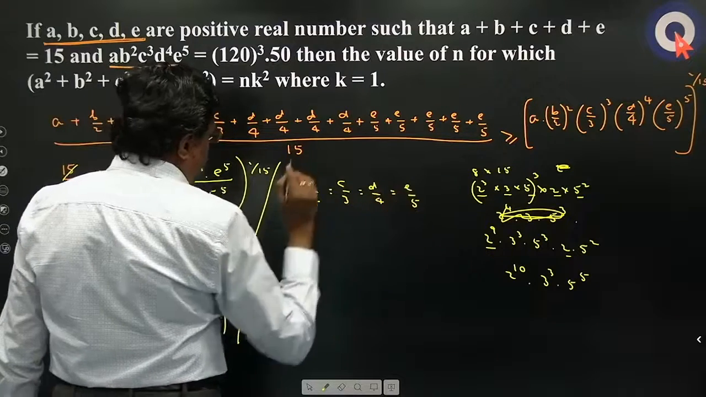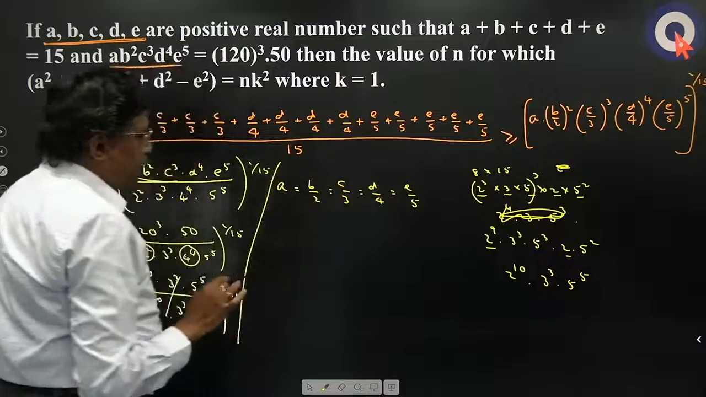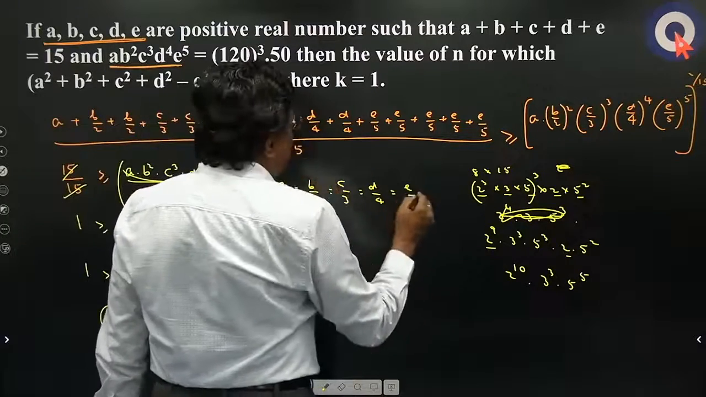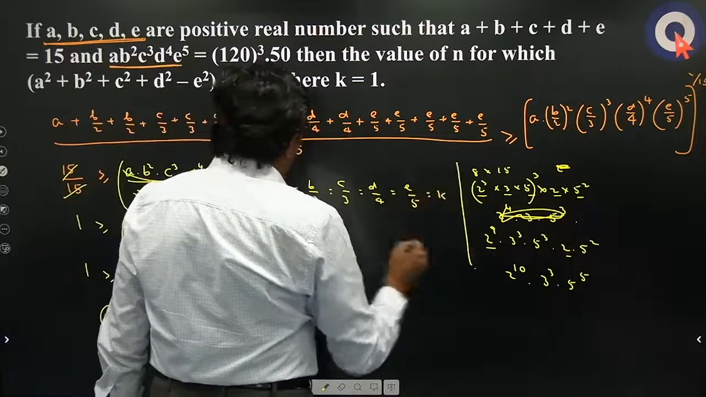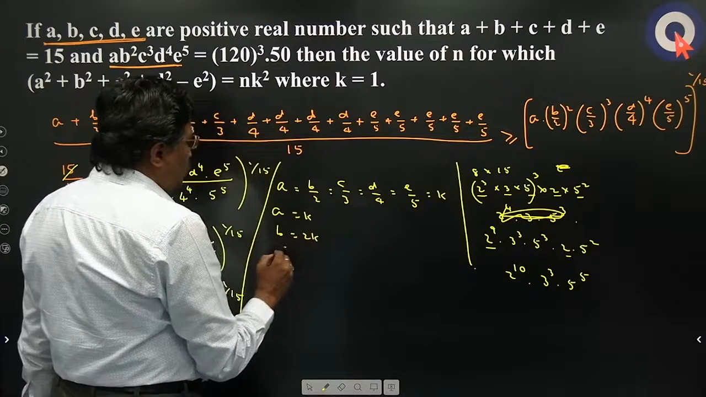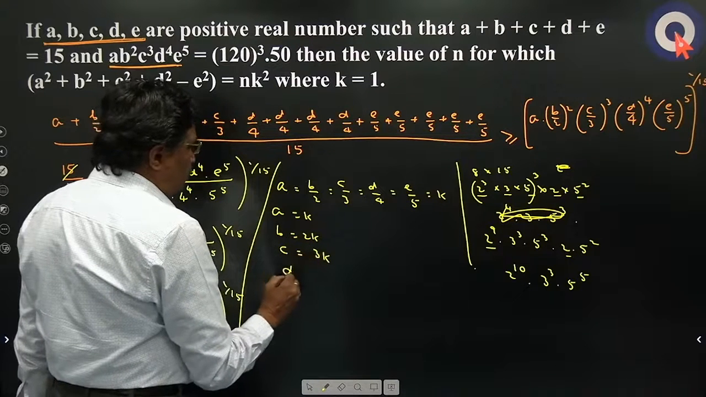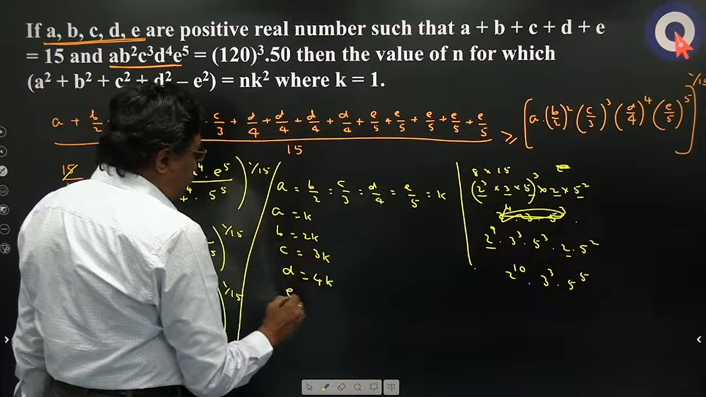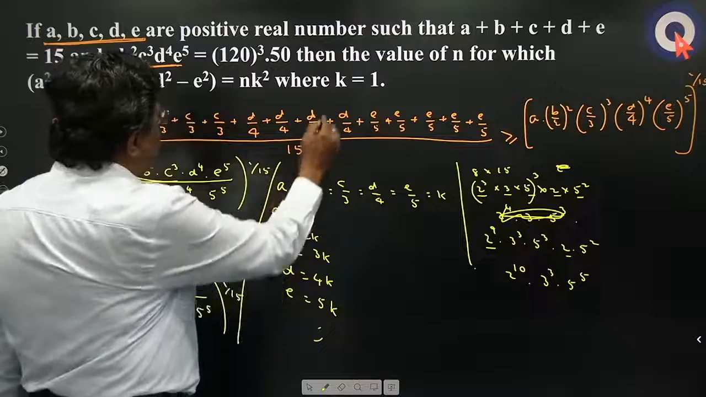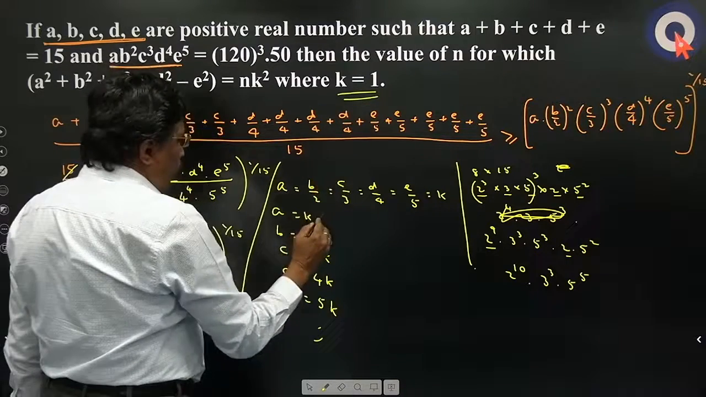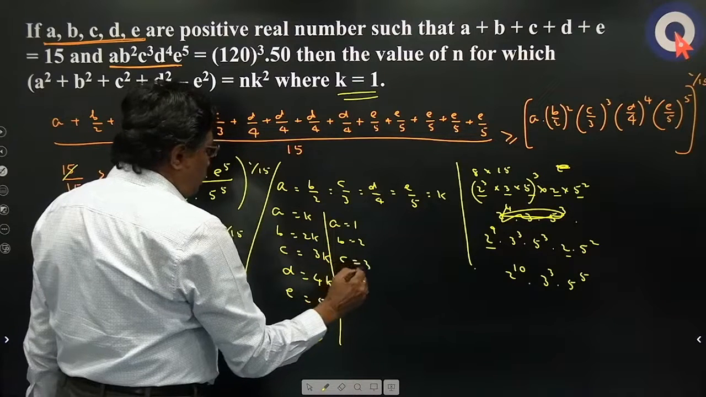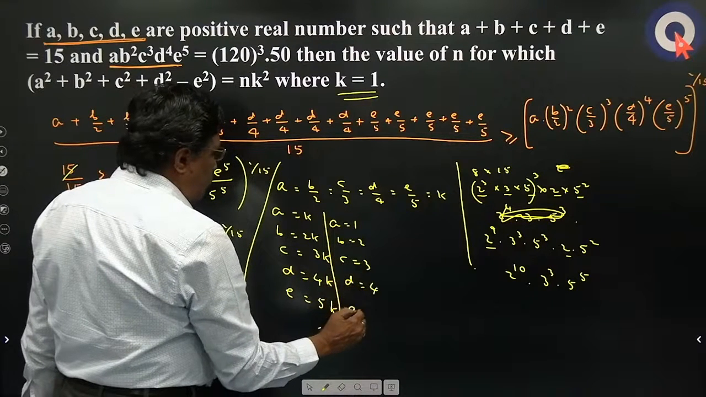So actually the problem gets over here, but then to put it into perspective, let us say A is equal to K, B is equal to 2K, C is equal to 3K, D is equal to 4K, and E is equal to 5K. So what do we want? All right. So for K is equal to 1, we can have simply A is equal to 1, B is equal to 2, C is equal to 3, D is equal to 4, and then E is equal to 5.